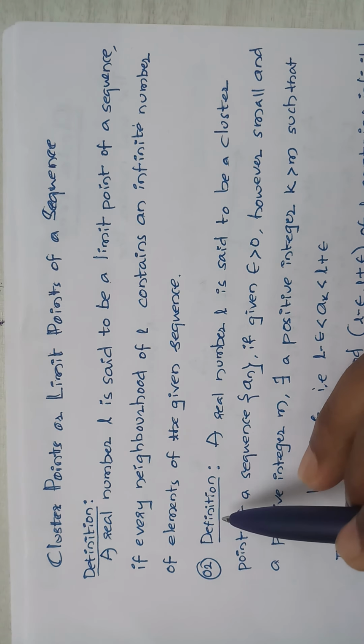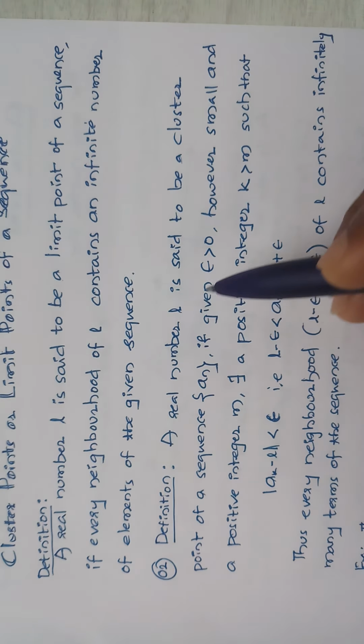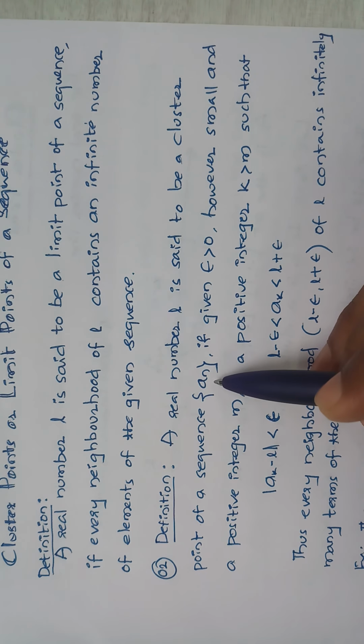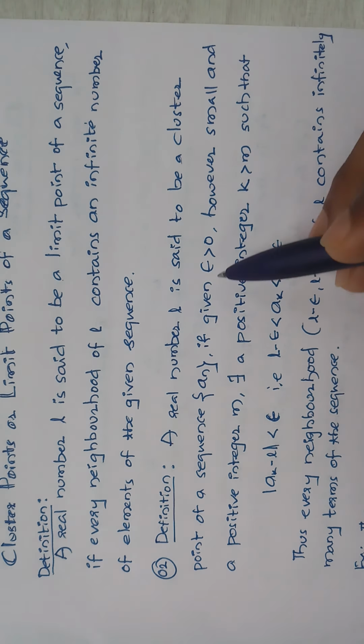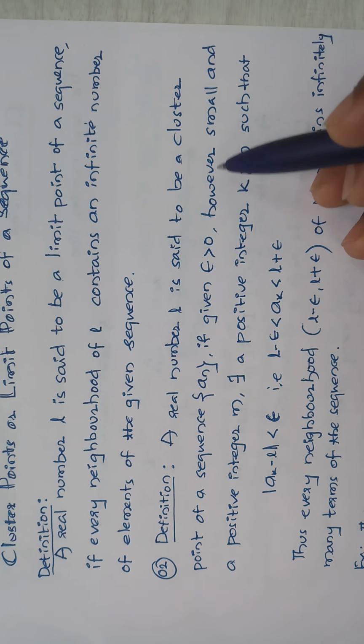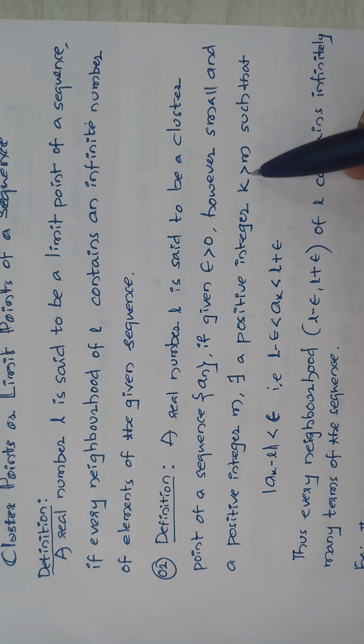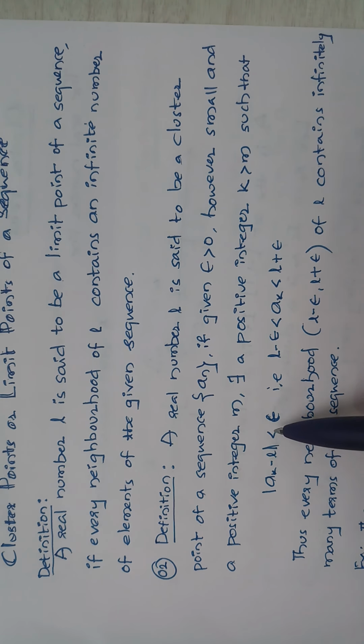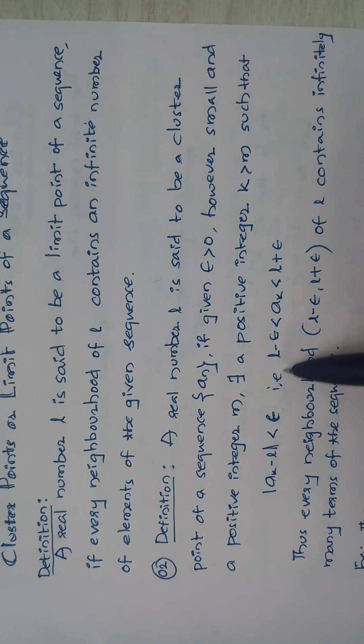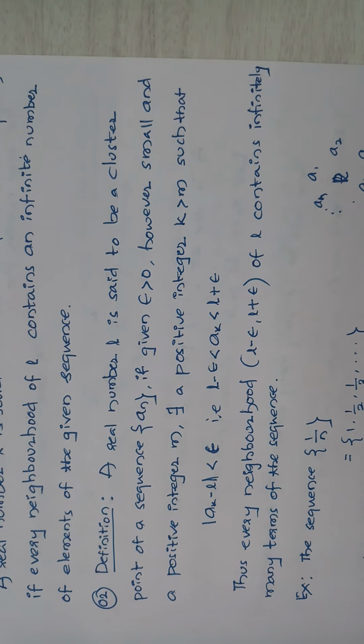In other words, another definition is that a real number L is said to be a cluster point of a sequence a_n if, given epsilon greater than 0, however small, and a positive integer m, there exists an integer k greater than m such that |a_k minus L| is less than epsilon. So L minus epsilon is less than a_k, which is less than L plus epsilon. Thus every neighborhood of L, from L minus epsilon to L plus epsilon, contains infinitely many terms of the sequence.